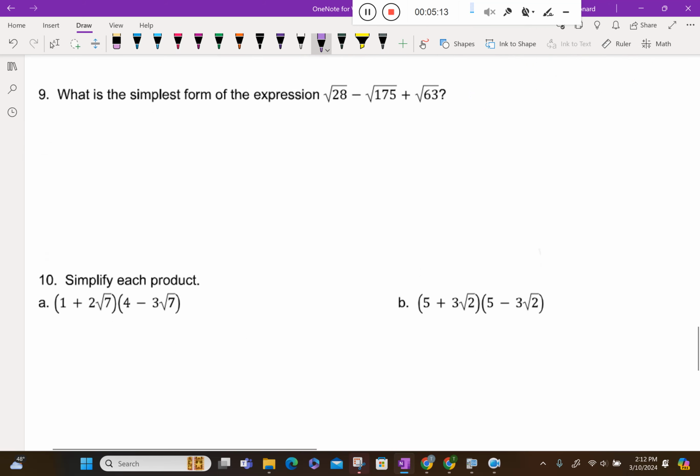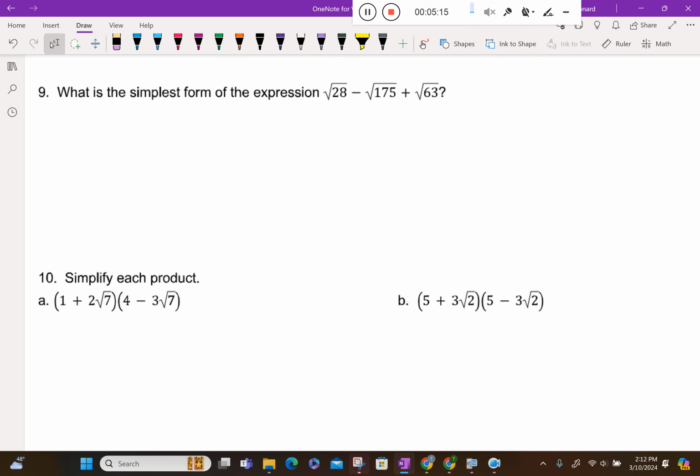Looking at question 9, we see a problem that at first glance makes us think, oh, I can't do that. They're all square roots, they have the same index, but the radicands are all different, so they're not compatible. But when we're asked to find the simplest form of an expression, we want to be careful about making an assumption too soon. Perhaps we can simplify each of these individual radicals and maybe they will become compatible.